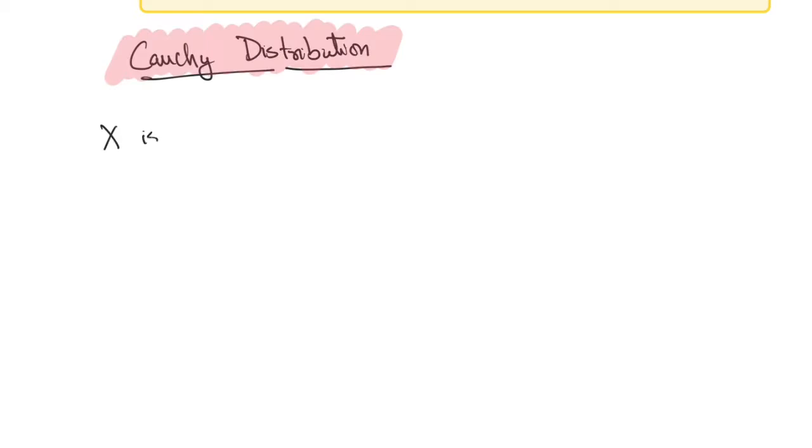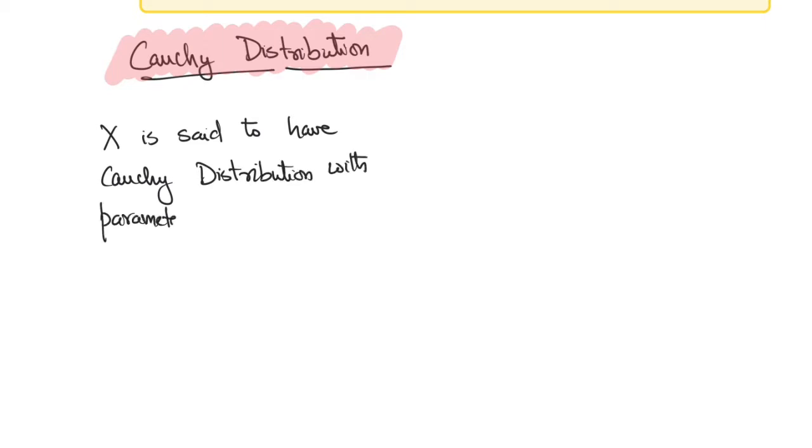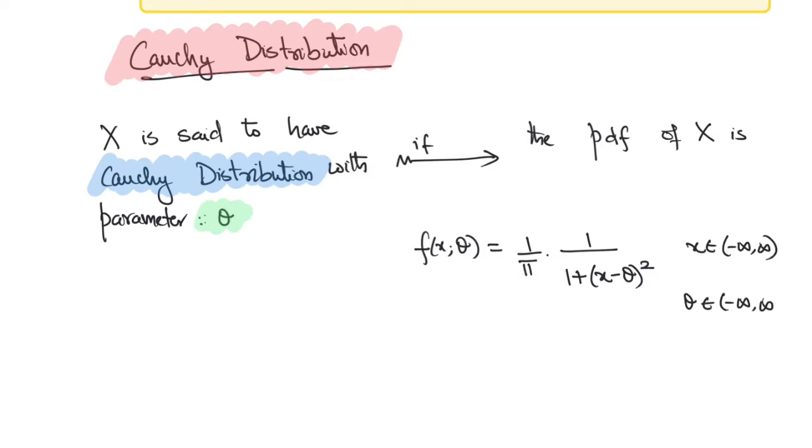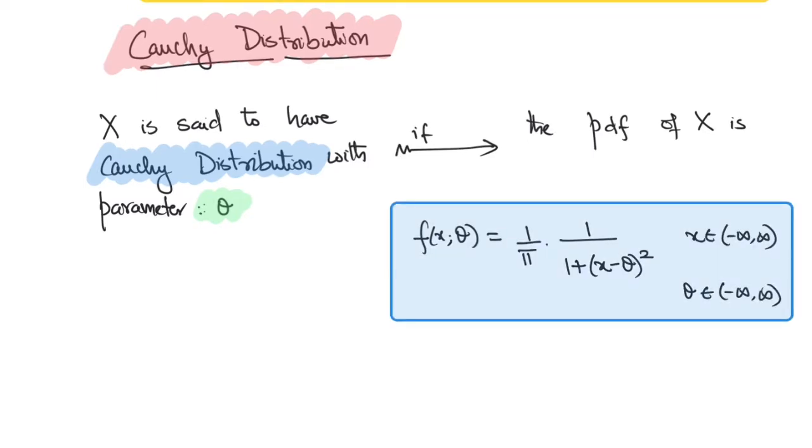We finish up by introducing the Cauchy distribution. We say that x has the Cauchy distribution with parameter theta if the PDF of x is f(x; theta) equals 1 over pi times 1 over 1 plus (x minus theta) the whole squared. x and theta are allowed to be any numbers inside the interval minus infinity, infinity.